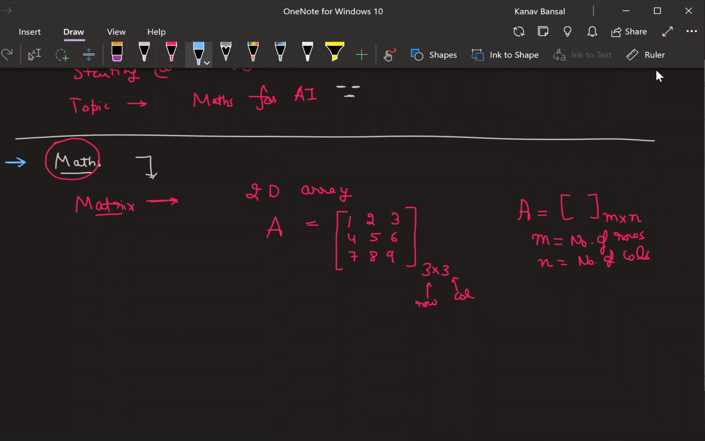So we were talking about this matrix concept, which is nothing but a two-dimensional array, right? It can be represented like this. It contains multiple rows and columns. In this case, 3 rows and 3 columns. We can also represent a matrix generally, with m rows and n columns, where m is the number of rows and n is the number of columns. Is that fine with everyone till this point?